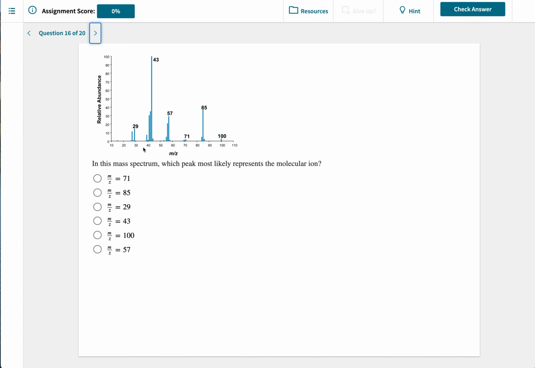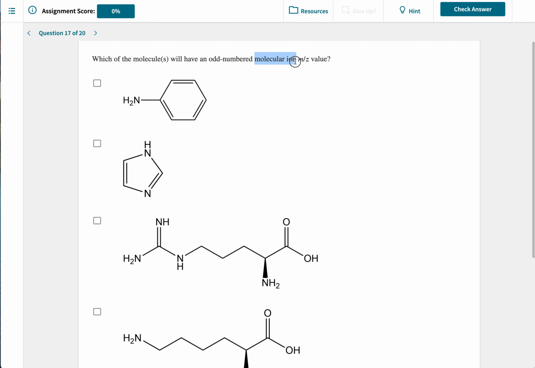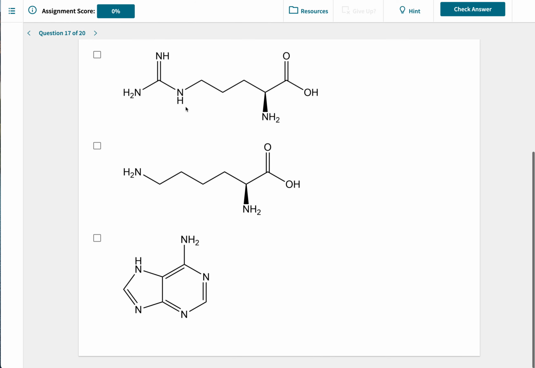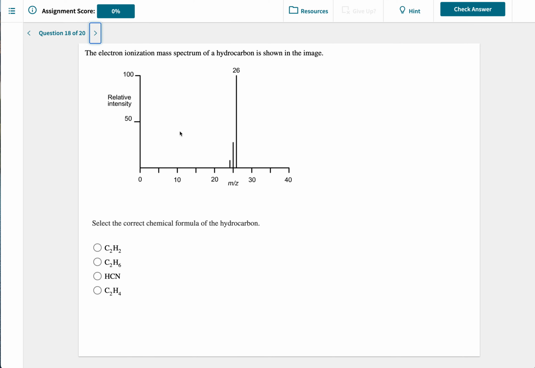Now we're moving on to mass spec. Which peak is the molecular ion? Molecular ion is the M+ peak. So it's giving you 6 choices there. This one is asking which molecules will have an odd-numbered M+ peak. Look in your notes to see what causes a molecule to have an odd-numbered molecular ion.